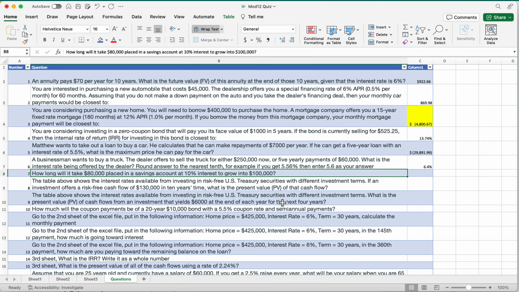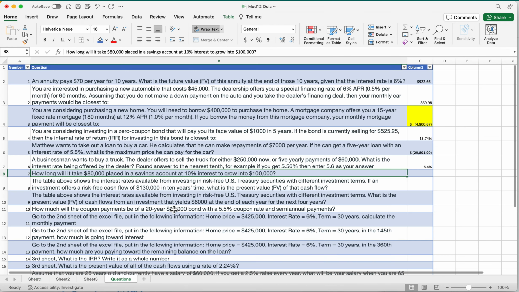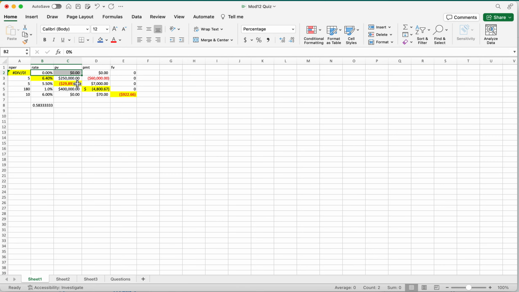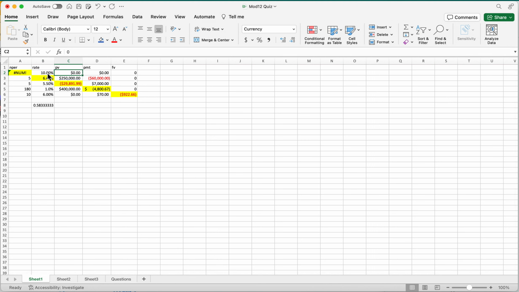How long will it take $80,000 placed in your savings account at 10% interest to grow into $100,000? So for this one, we are trying to find out how long it's going to take. So that would be the number of payments. So it's $80,000 today in your account at 10%, and then it grows into 100,000. So it's 10%, and then it's $80,000 today, 0 payments to it, and then 100,000 at the end. So it should take you 2.34 years.